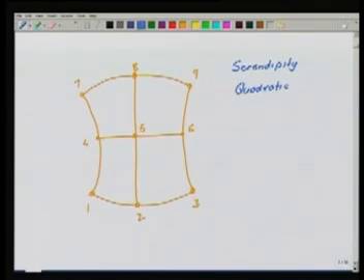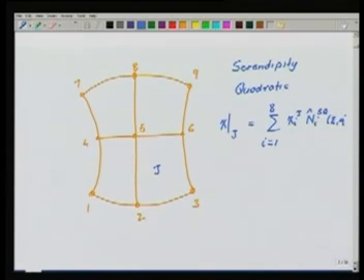In this case, if I take a generic element tau here, what we are going to do is write our x in the element tau as the sum over I. Serendipity quadratic has 8 nodes: x_I^tau N_I serendipity quadratic hat as a function of xi, eta. Similarly y tau.